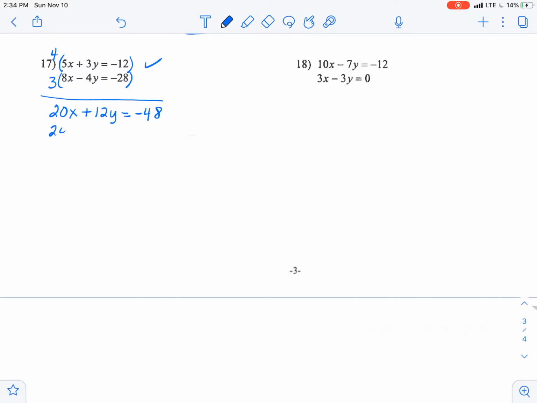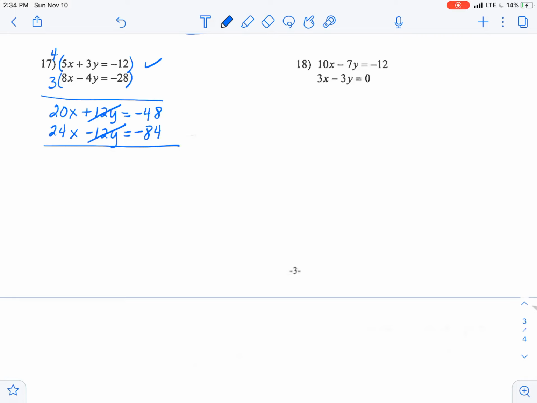3 times 8 is 24. 3 times a negative 4 is a negative 12. And 3 times a negative 28, let's see, I believe that's negative 84. So again, what you see here is I have a plus 12 and a minus 12, and they eliminate. And again, that is the objective.